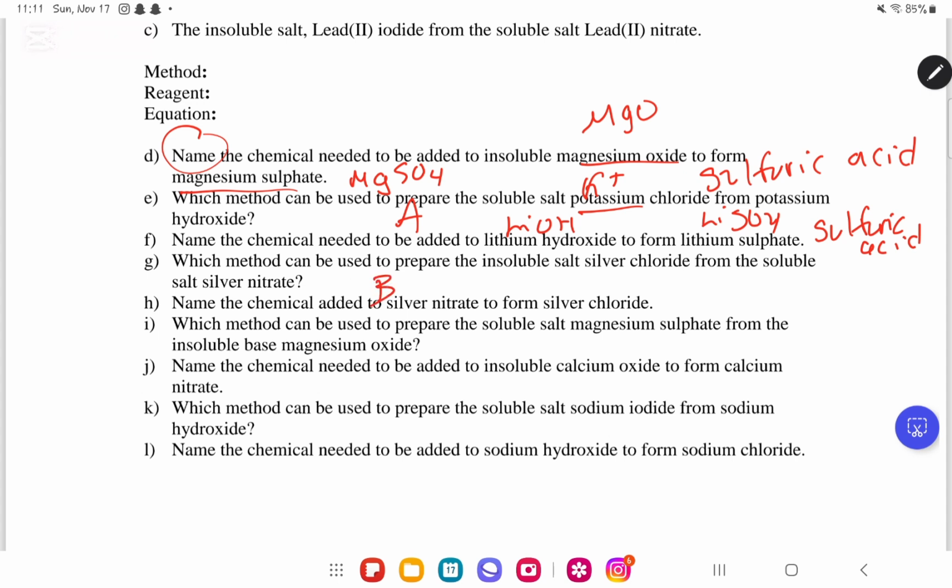The chemical needed to be added to silver nitrate, AgNO3, to form silver chloride, AgCl.